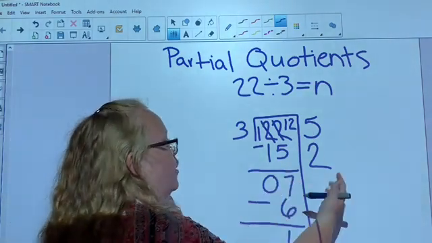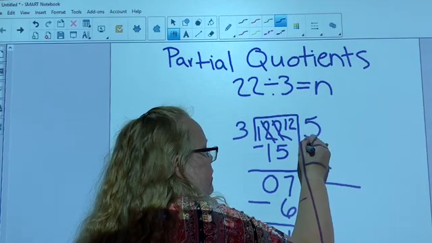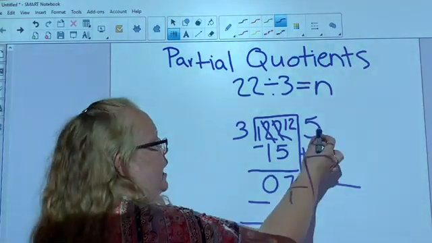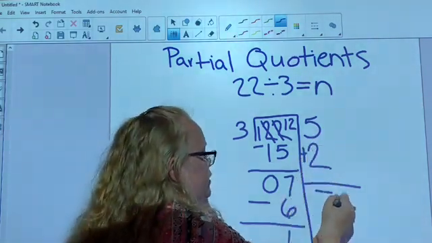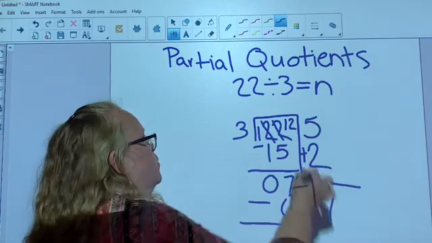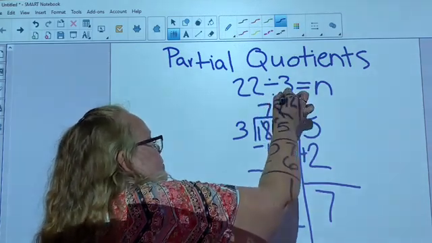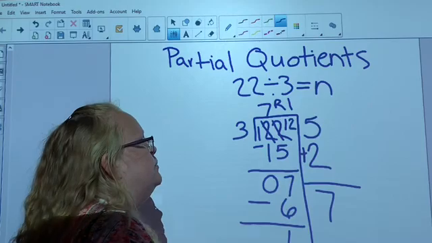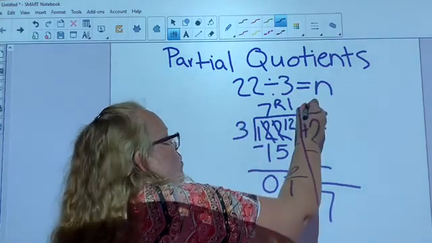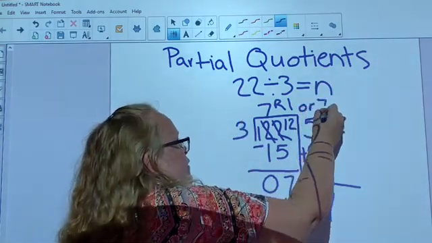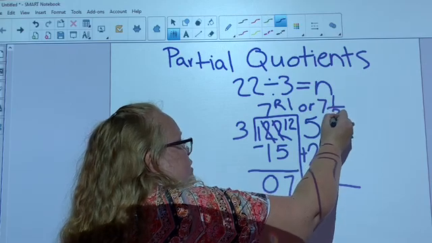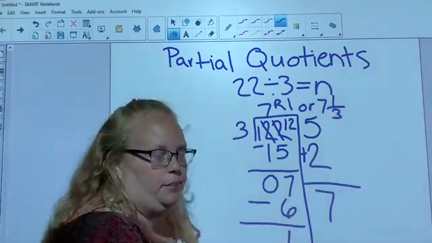What you do is come over to your side and you add up to see how much you have. So 5, 6, 7. I was able to pull out 7 wholes with a remainder of 1. So my answer is 7 R1, or 7 1/3, because I could only pull out 1 extra from the 3.